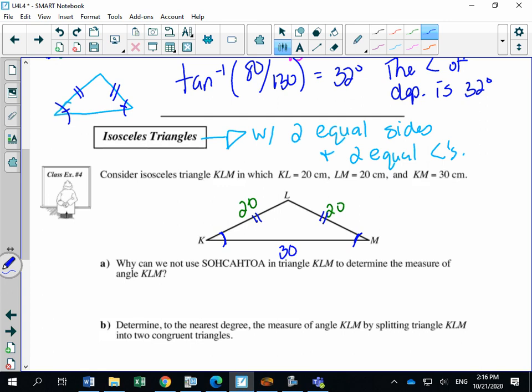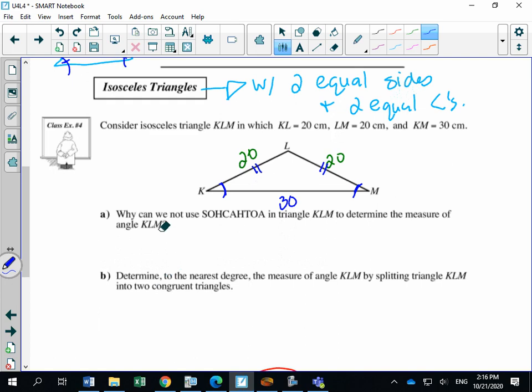Why can we not use SOHCAHTOA in the triangle to determine the measure of KLM? So let's find where KLM is, and then I'll ask the question. KLM, if I was tracing K to L to M, would be this guy here. Why can I not use SOHCAHTOA to figure out how big this angle is? Who wants to answer? Only one hand? Two people? Piper, Owen, Holly, what's the answer?